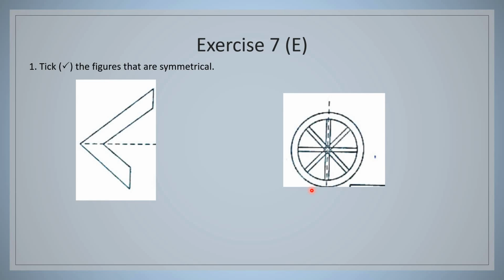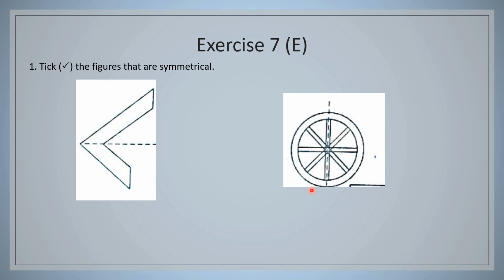So now let's move on to exercise 7e. The first question is: tick the figures that are symmetrical. So remember, symmetrical is something which, when you cut it into half or draw a line of symmetry in between, both the sides have to look the same, including the shape and the size. Remember, the shape and the size both have to be exactly the same on both sides.